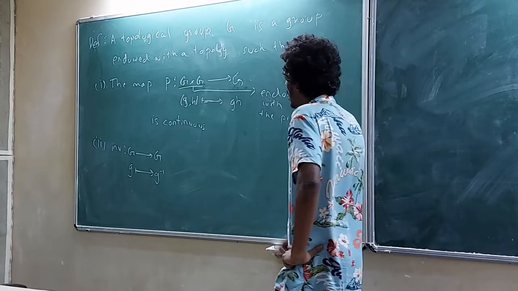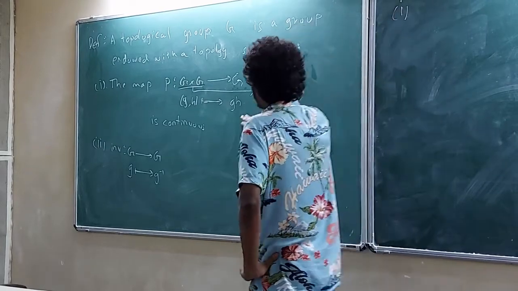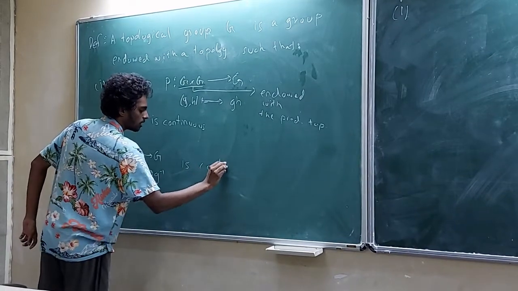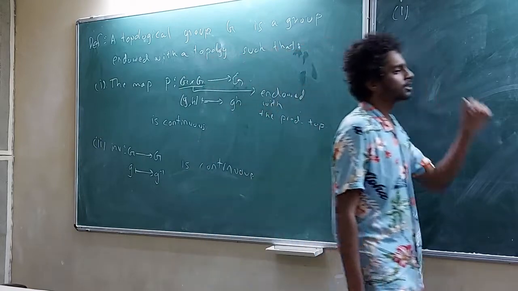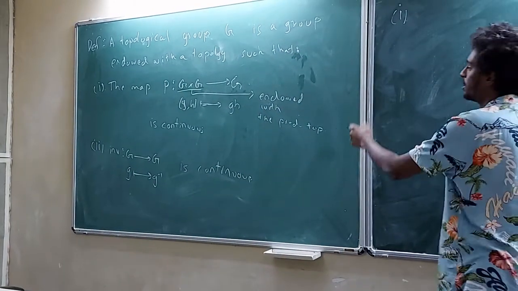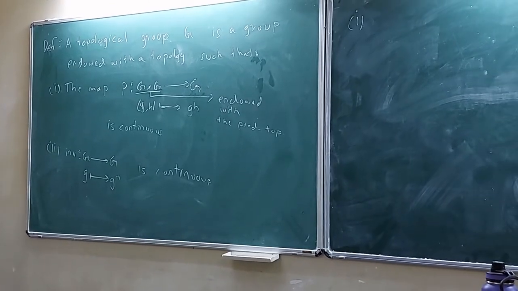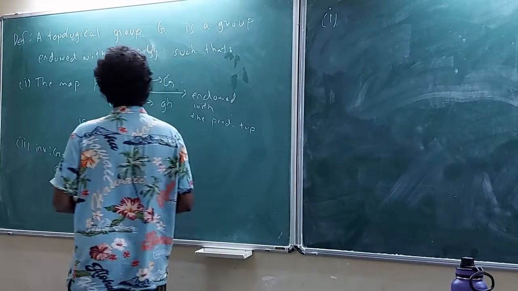So let's just reformulate these things. So instead of just taking continuity, we'll use the definition of continuity, that if F is a continuous map, then F inverse of every open set is again an open set.